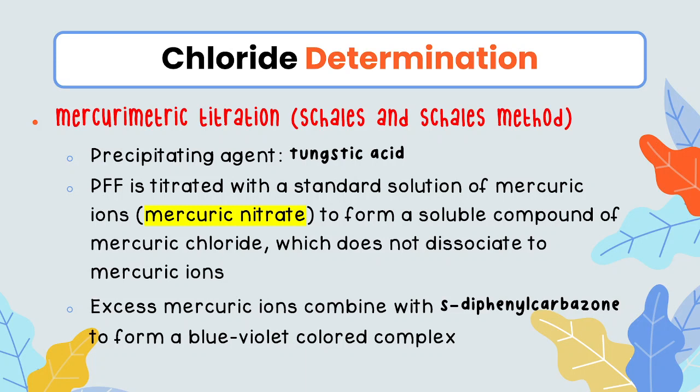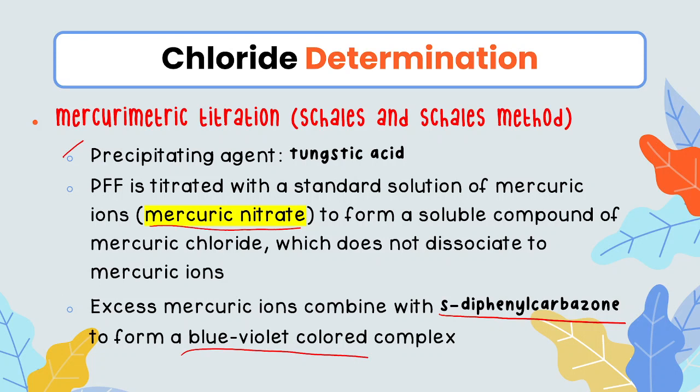So, other test pa would be your mercurimetric titration, also known as your Schales and Schales method. Now, here, we need a protein-free filtrate, and that is why we need to use a precipitating agent, which is your tungstic acid. Now, this protein-free filtrate, or your PFF, is then titrated with a standard solution of mercuric ions, or specifically your mercuric nitrate, as highlighted here, to form a soluble compound of mercuric chloride which does not dissociate to mercuric ions. And then the excess mercuric ions will then combine with your s-diphenylcarbazone to form a blue-violet colored complex.